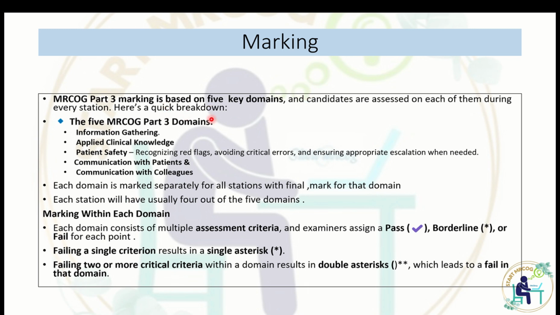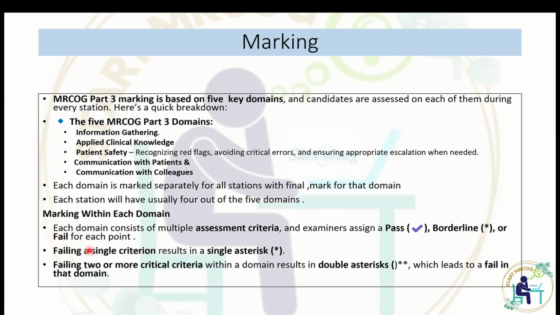Marking in Part 3 MRCOG will be according to the 5 domains. Each domain will be marked for all stations, separate from other domains, and finally in the safety it could be pass, borderline, or fail. Within each domain, you will have many points in the mark, could be 5, 6, or less, and each point will be pass or asterisked, and if missed, you will take borderline, and if it is fail, they will write if the candidate didn't meet this criteria, candidate should be assessed as fail in this domain.